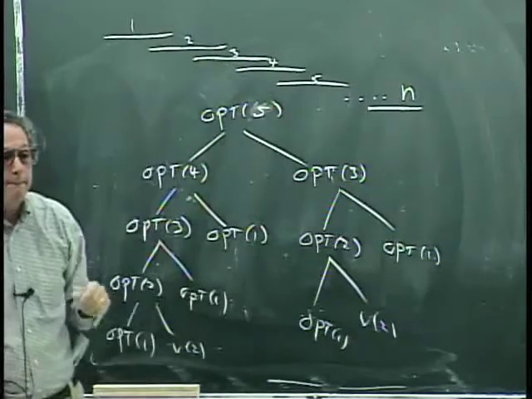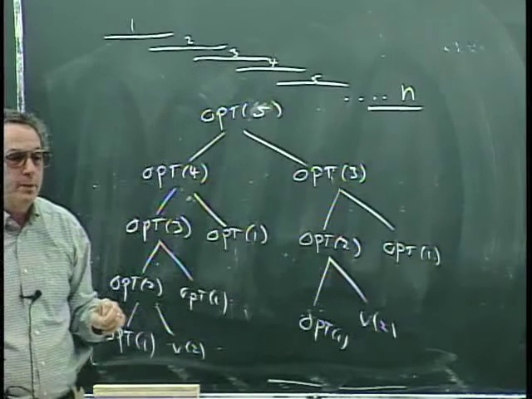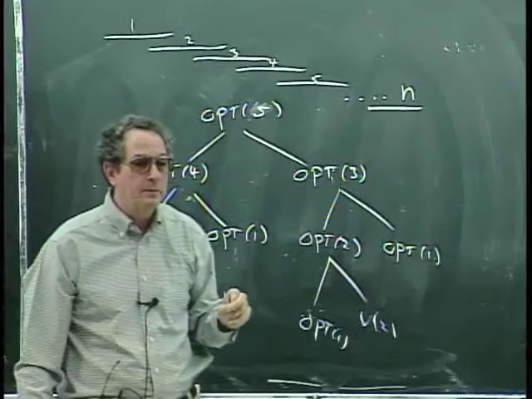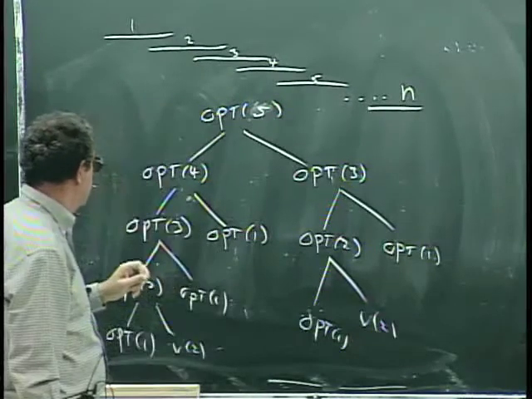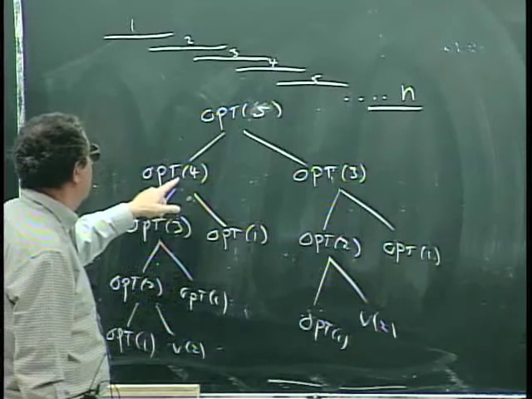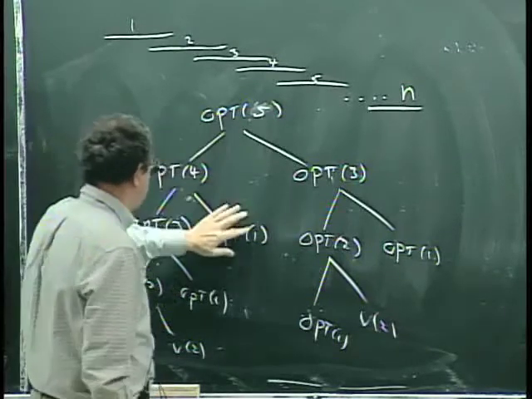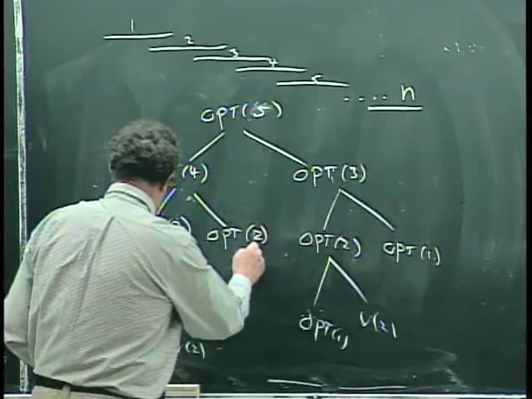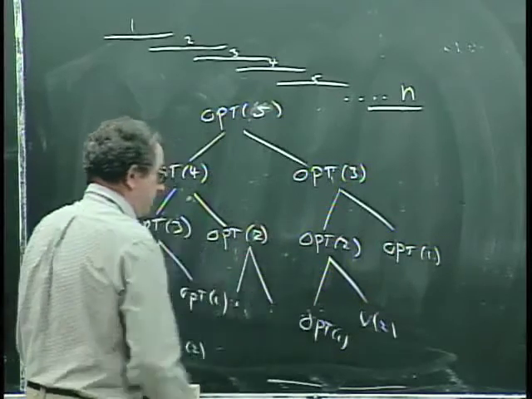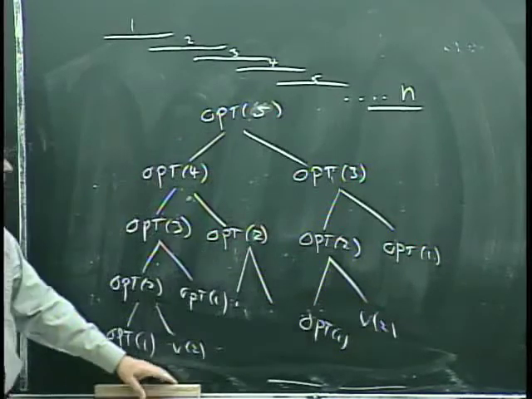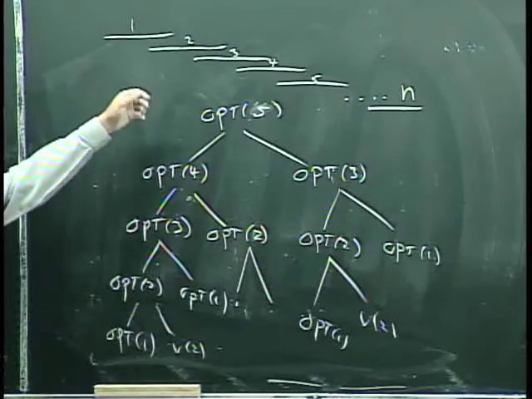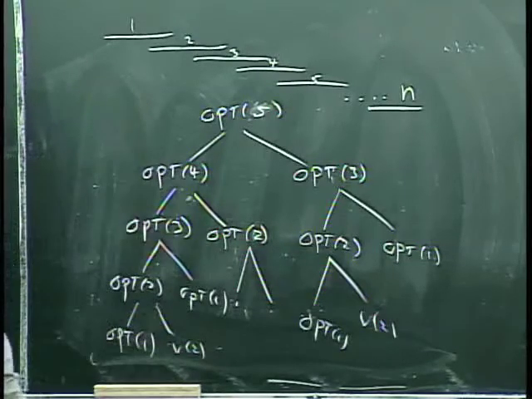Shouldn't opt of 4 call opt of 3 and then opt of 2 instead of 1? Opt of 4, oh yeah, you're right about that. That's true, yes. So we even have another business in here. Thanks. But can anybody see in general what's happening here in this little example?